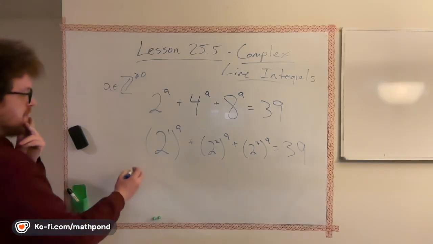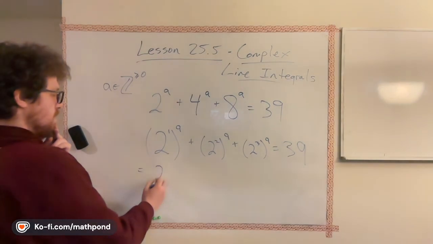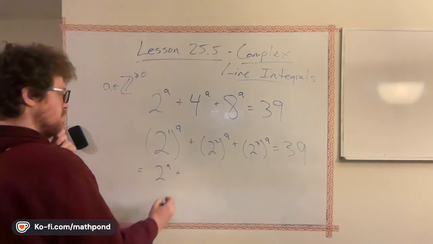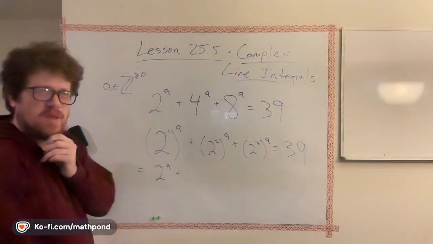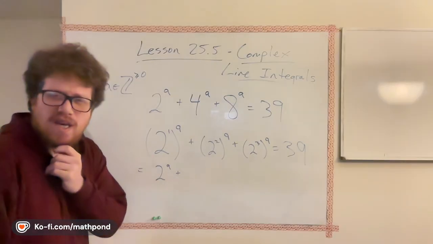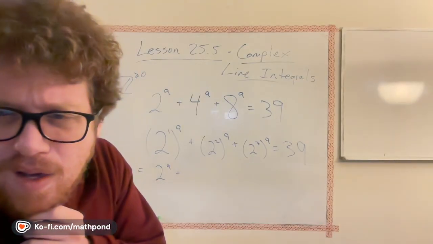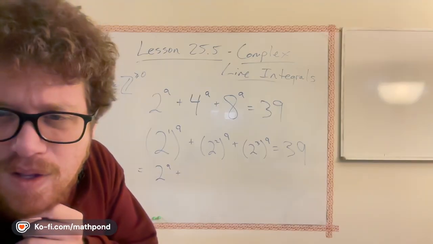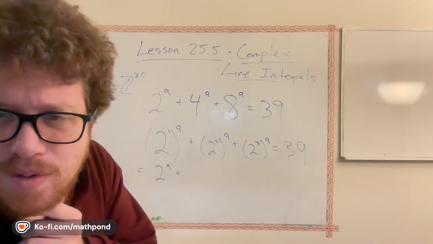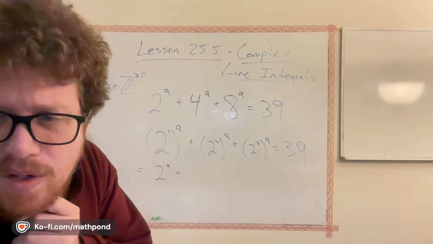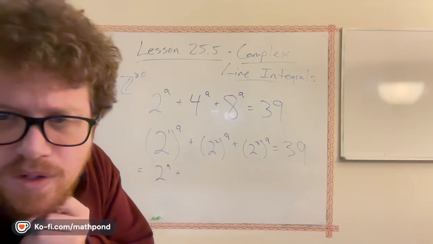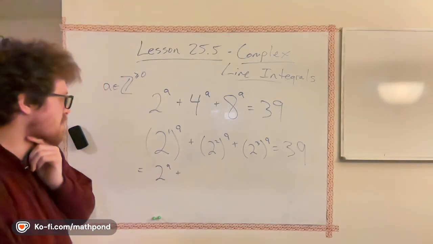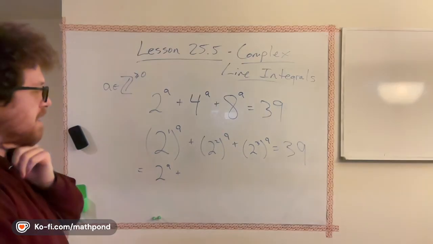Oh, is this just 2 to the a plus... Can I commute the powers this way? Yeah. You were right. 2 to the a to the squared. So 2x. Is that right though? Can I do that? All right, I need to think about it for a second.